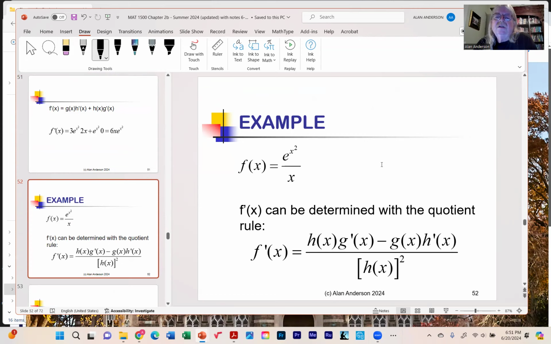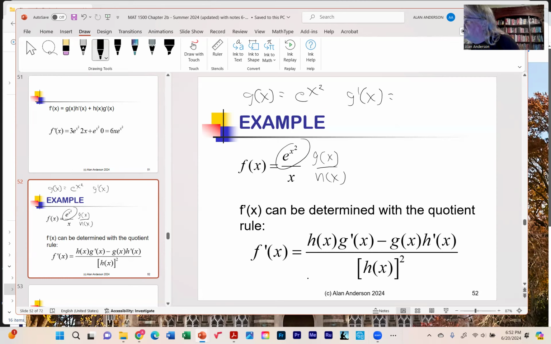Now, what about this one? This one is kind of a disaster. I think here it's probably a good move to use the quotient rule, but even then, we're going to need the chain rule to determine the value of g prime of x. So in other words, this is g of x, and this is h of x. And so g prime of x will be this function times the derivative of this new exponent.